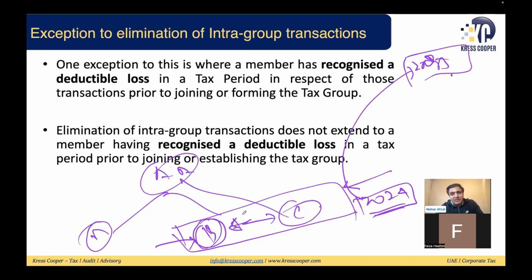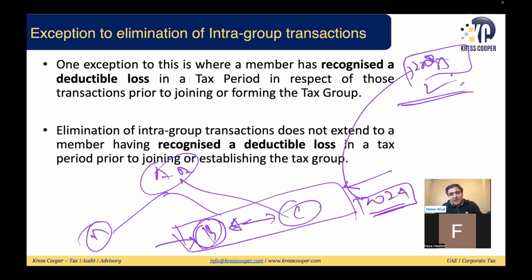unless and until the loss that the company has already claimed has been reversed in full. Once this loss is reversed, then this income will be eliminated as well. Basically, the objective is to avoid the double impact. Once this loss has been booked and claimed, the company would have paid less tax in 2024 due to this. If there were no loss, the company would have paid the tax. If losses are there, the company would not have paid any tax in 2024.